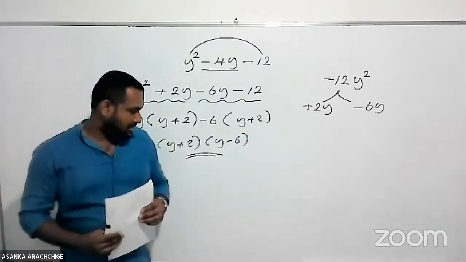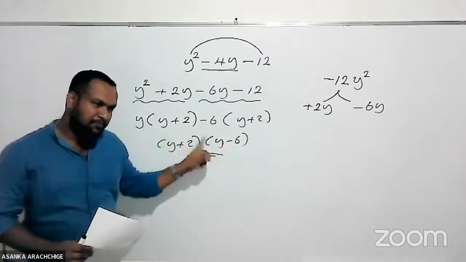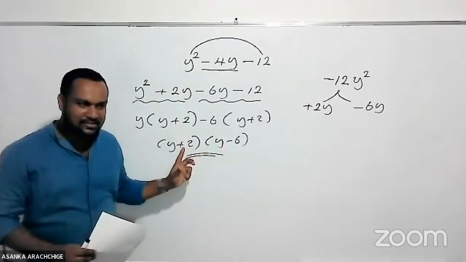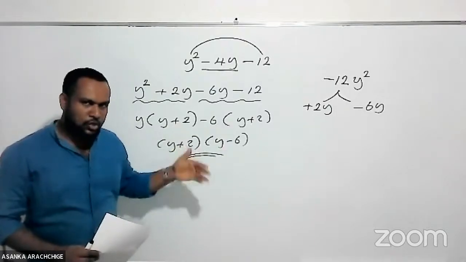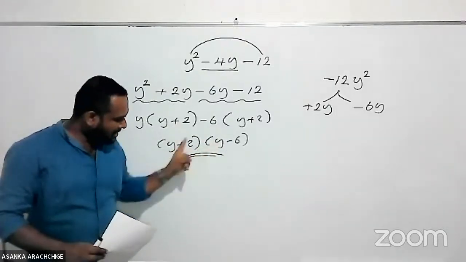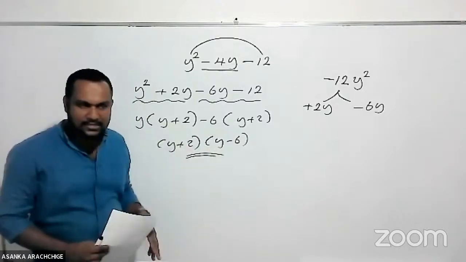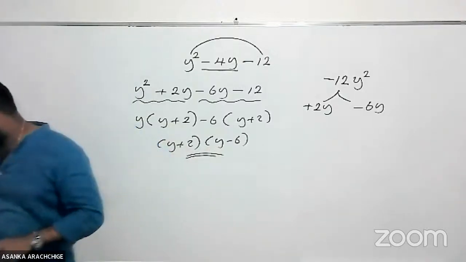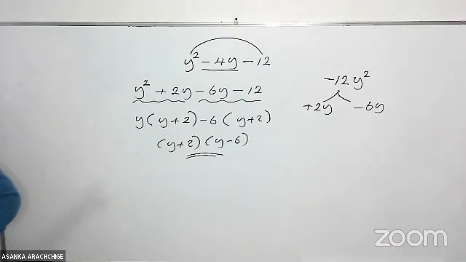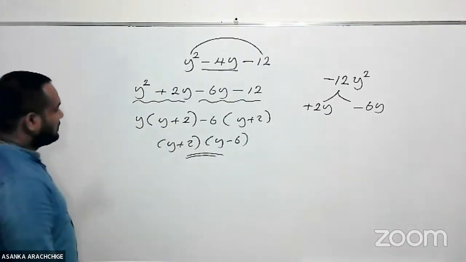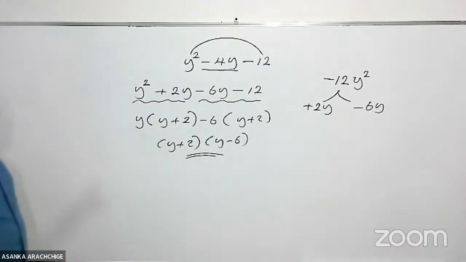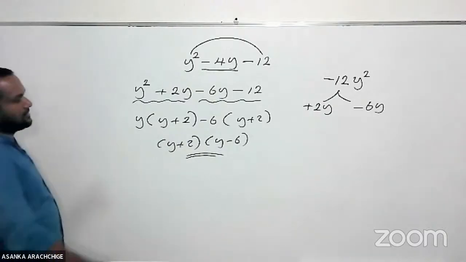It doesn't matter whether you have changed the positions of the two factors, right? Even though you have written y minus 6 first, that is correct. Y plus 2 times y minus 6.